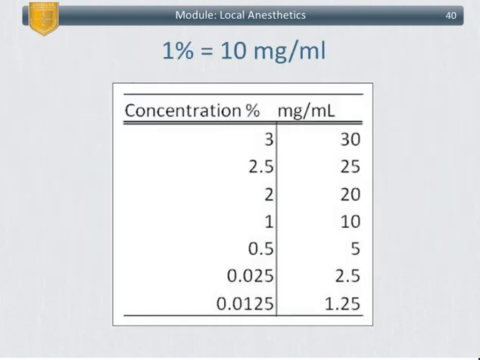A general rule, I think all anesthesiologists know this because they work with it all the time, is when a medicine is labeled with a percent, multiply that number by 10 to find out how many milligrams are in each milliliter. So if something says it's a 3% concentration of medication, that means there's 30 milligrams per cc.